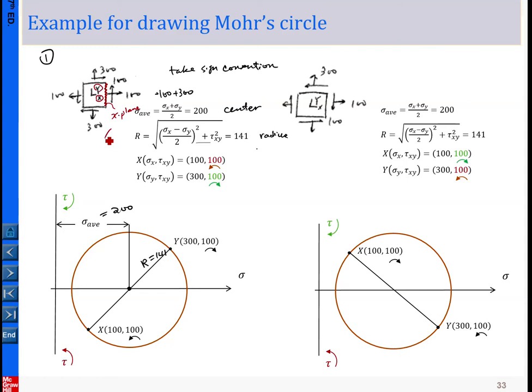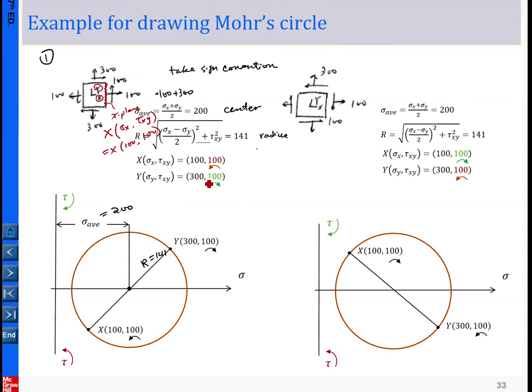In the x plane, we are going to constitute the x point. The first coordinate is the normal stress sigma x, which is 100. The second component is the shear stress tau xy. The magnitude here is 100.